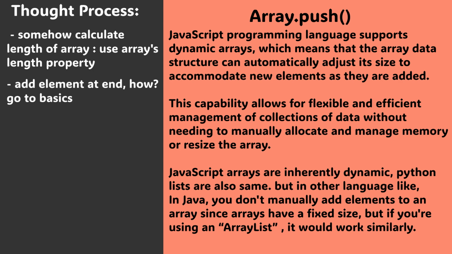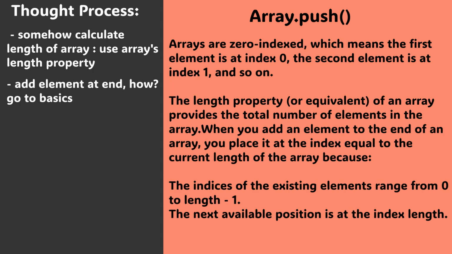Another thing to note is, arrays are zero-indexed, which means the first element is at index 0, the second element is at index 1, and so on. The length property, or equivalent, of an array provides the total number of elements in the array. When you add an element to the end of an array, you place it at the index equal to the current length of the array because the indices of the existing elements range from 0 to length minus 1. The next available position is at the index length. So, we just have to directly add or assign the element at the length index, the next available index.